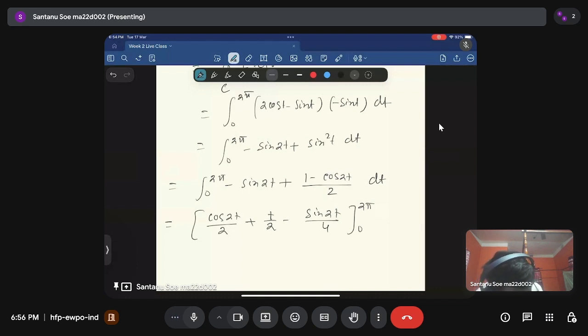Verify Stokes theorem for F equals 2y i cap minus x j cap plus 3y k cap, and C is the curve of the cylinder x square plus y square equals 9 and z equals x plus 3, oriented in the counterclockwise direction.